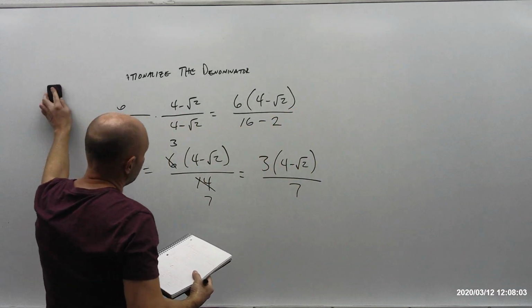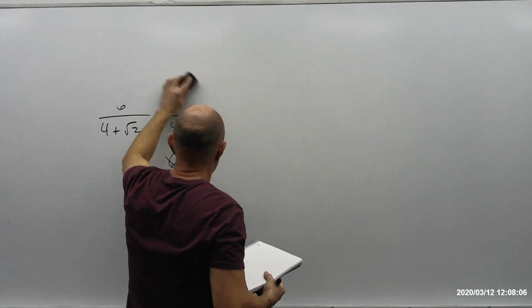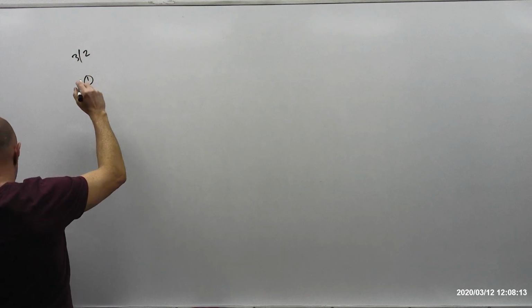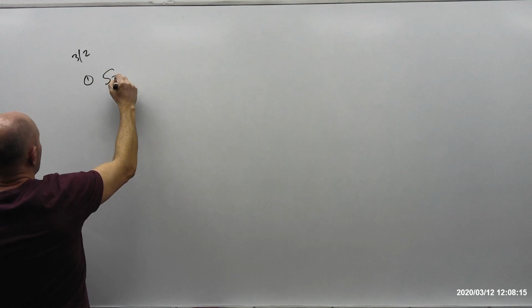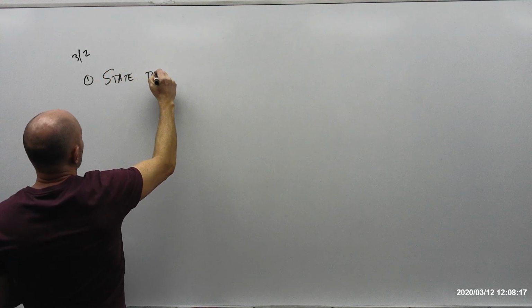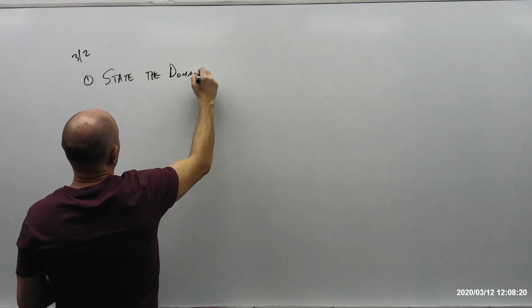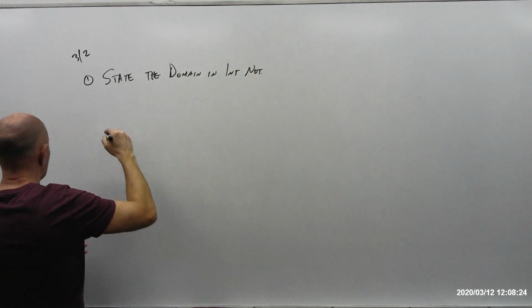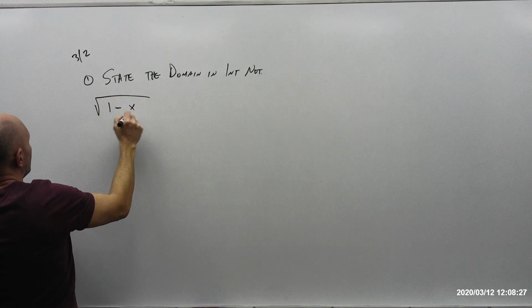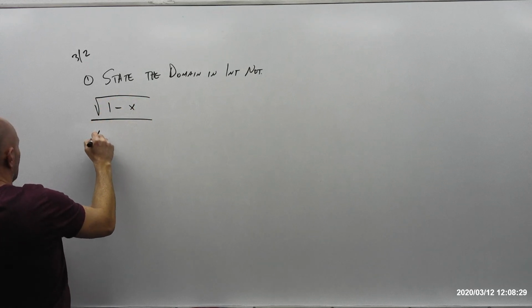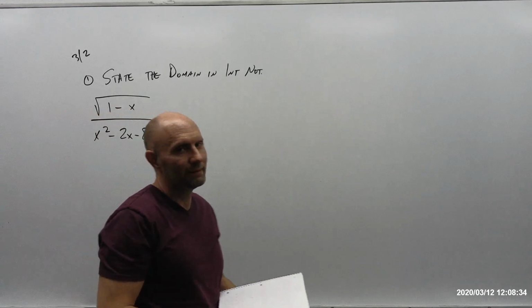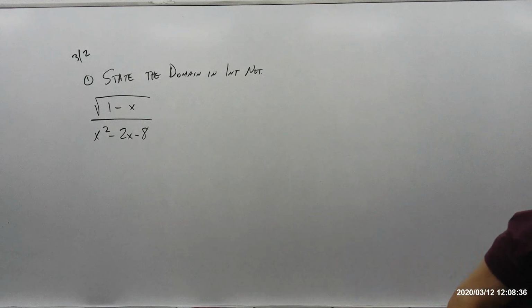So the next date for the ticket out the door is March 2nd. 3-2, the first one is our domain problem. We want to state the domain in interval notation. We have square root of 1 minus x over x squared minus 2x minus 8. Again, another concept question for the exam.